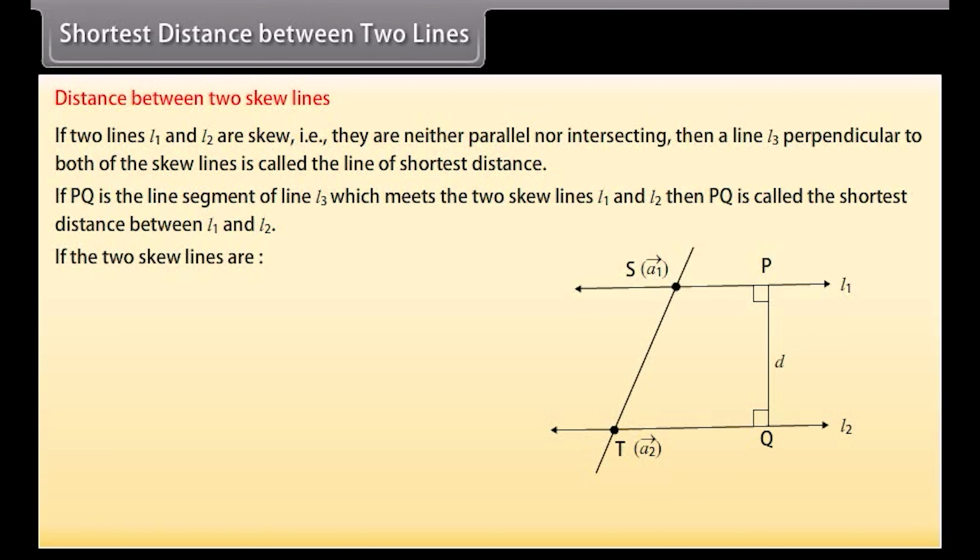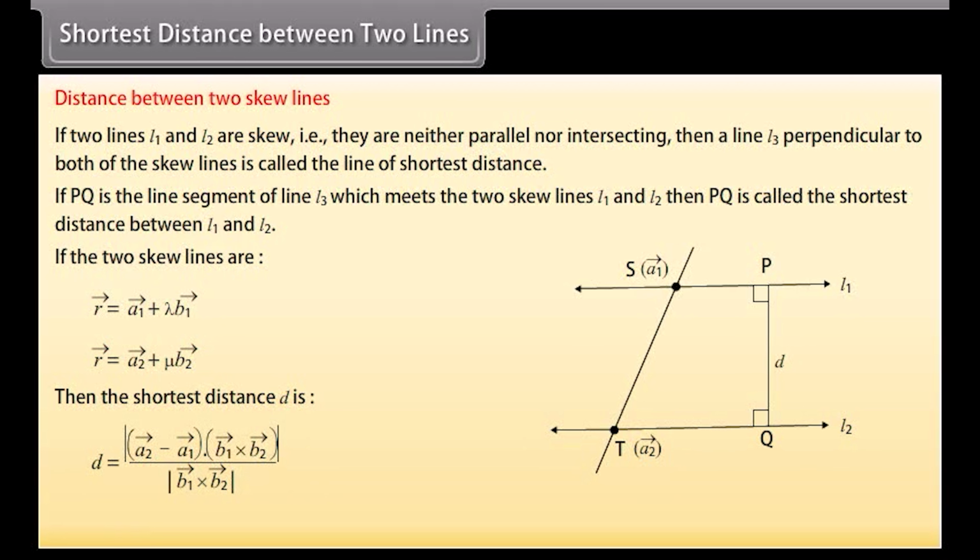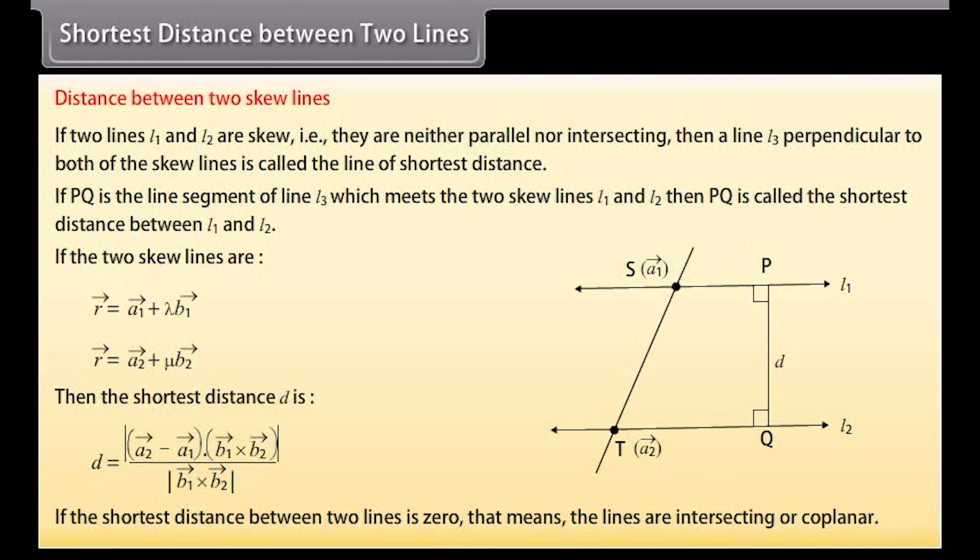If the two skew lines are vector r equals vector a1 plus lambda vector b1, vector r equals vector a2 plus mu vector b2, then the shortest distance d is d equals modulus of dot product of vector a2 minus vector a1 and cross product of vector b1 and vector b2, divided by modulus of cross product of vector b1 and vector b2. If the shortest distance between two lines is 0, that means the lines are intersecting or coplanar.